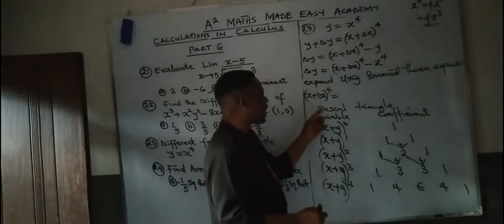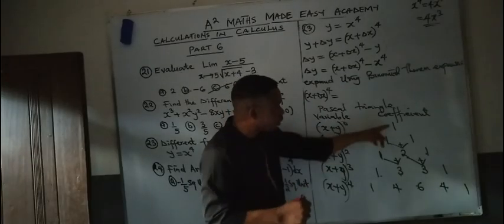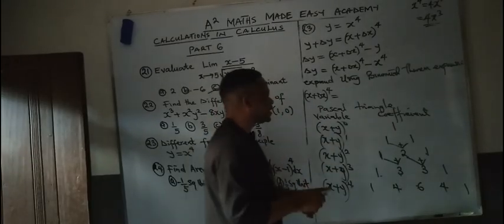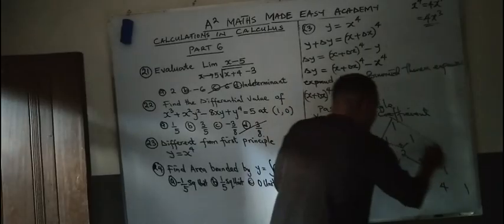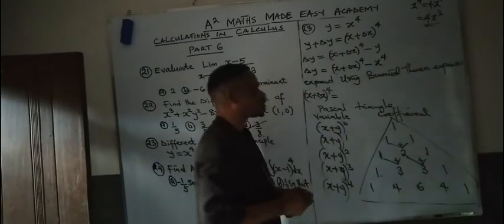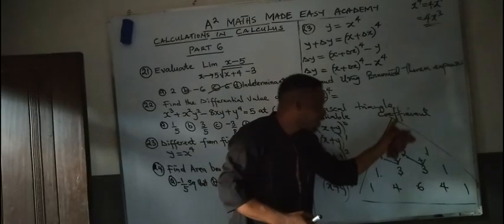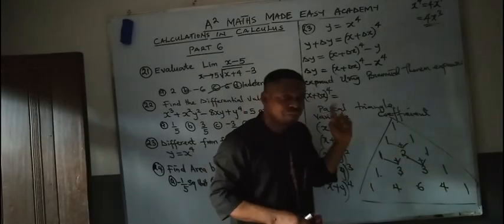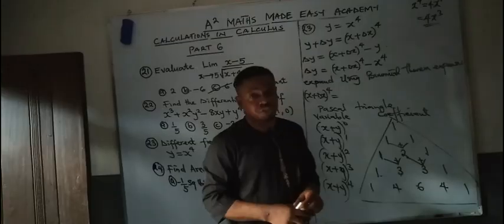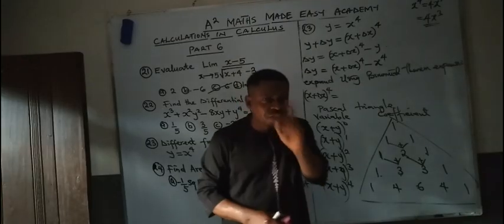The name of the person that invented this concept is Pascal. But because the structure is in a triangular form like this, are you with me now? Like this. The man postulated a theorem because his name is Pascal and the structure of the coefficients is in triangular form. He called it Pascal's Triangle. Do you understand? So it is not yet over.